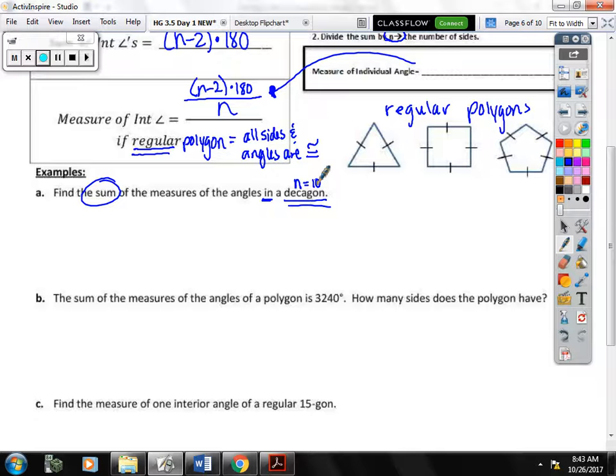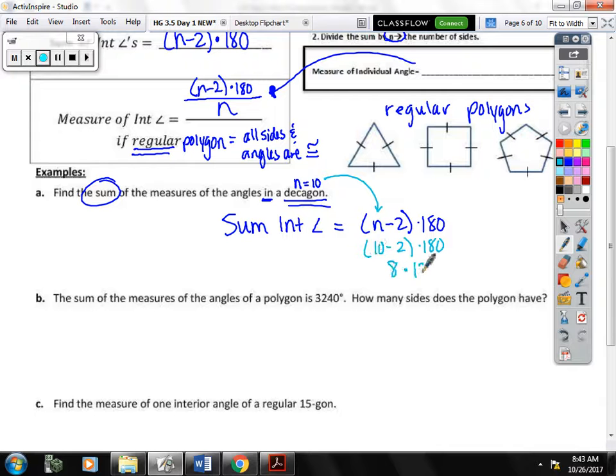So some students will have trouble because they don't know what formula to pick. Read the sentence. If it asks you for the sum, you're using the sum formula. If it asks you for the measure of an angle, that's one angle. So we're going to use the sum of the interior angles formula, which you will have to memorize for next week. And then we just plug in 10. Complete your order of operations, which would be to do what's in your parentheses first. So we'll get 8 times 180, which will get me 1,440 degrees.